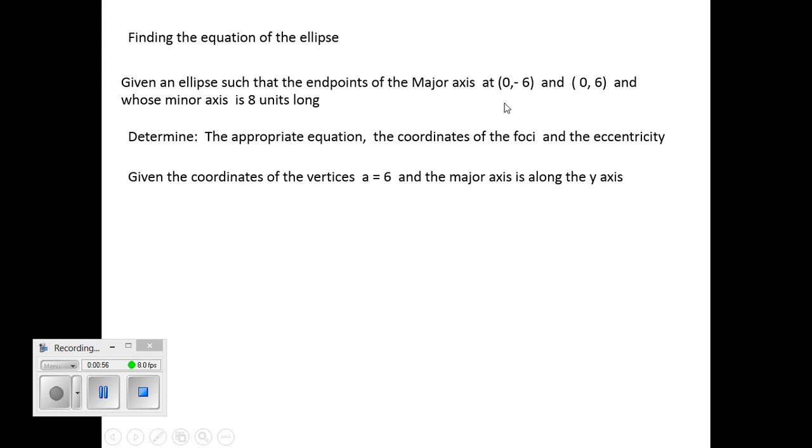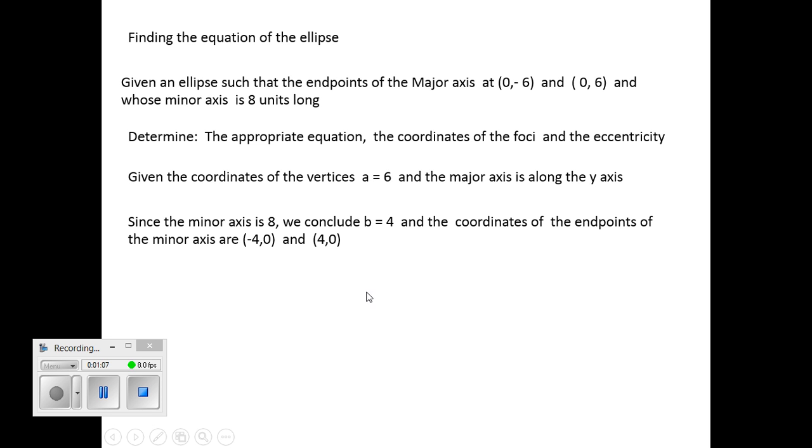we know that the major axis is oriented along the y-axis, since the points given are on the y-axis, okay? And therefore the minor axis is going to coincide along the x-axis, running from -4 to +4, okay? So the equation is as stated here, the difference being that the orientation is determined by the a value, which is always the larger value, which is in this case underneath the y variable, okay?